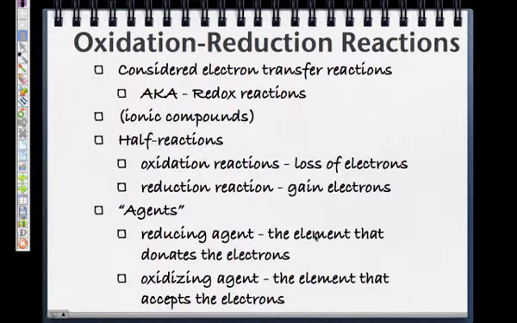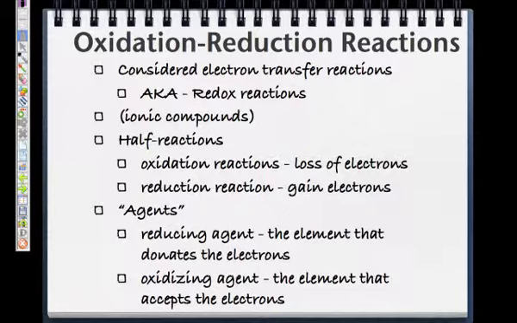So in an oxidation-reduction reaction, we're looking at electron transfers. Sometimes they're just called redox reactions. That's the short term. We want to look at ionic compounds usually, because ionic compounds are ones that are stealing electrons from other atoms. Their atoms are stealing electrons, so electrons will be transferred a lot easier.